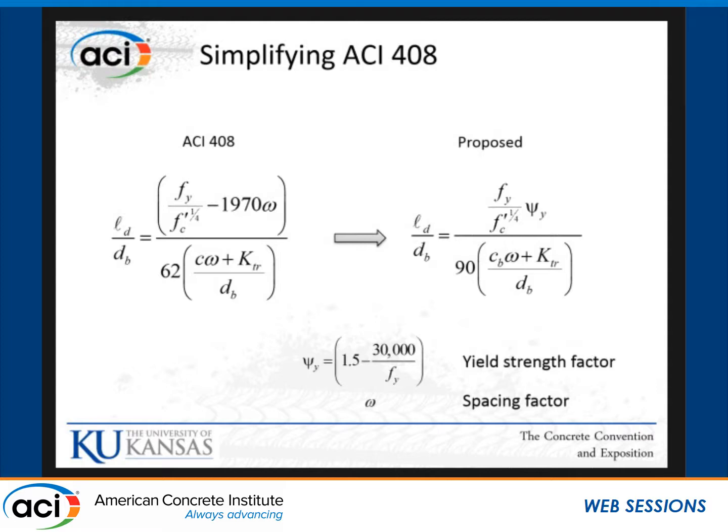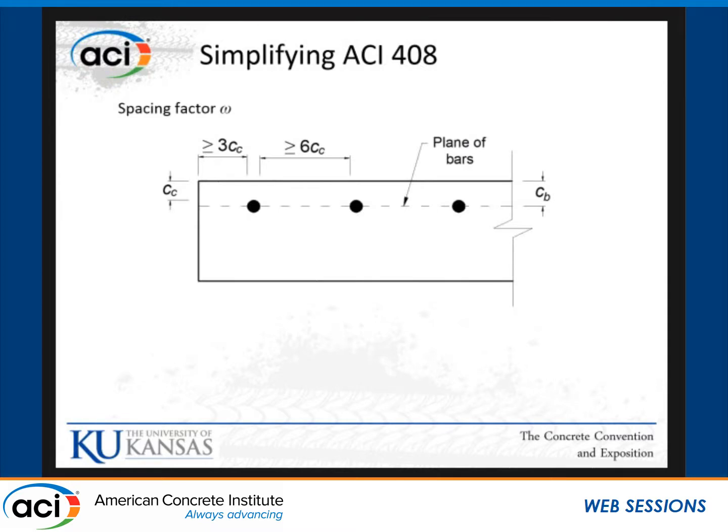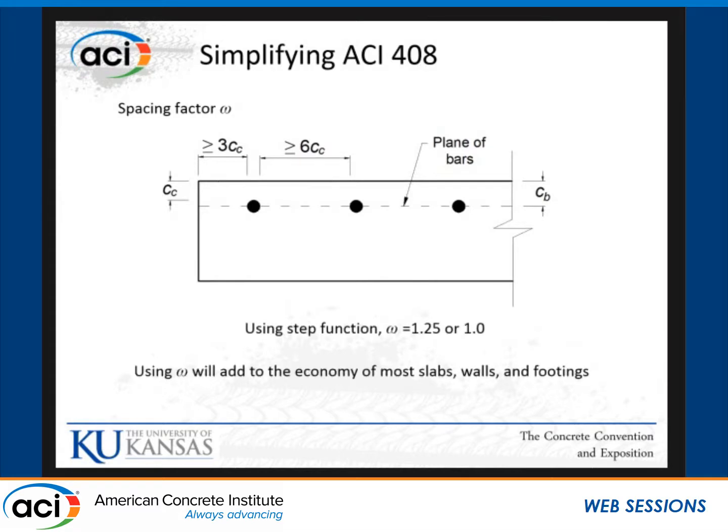Also, we introduce an omega, which is the spacing factor. The spacing factor is applied when we have widely spaced bars. Usually, widely spaced bars are stronger than closely spaced bars. So when we have a clear spacing between the bars greater than or equal to 6 times the bar diameter, omega will equal 1.25. This will add an economy for most slabs, walls, and footings, because it's going to decrease the development length required.